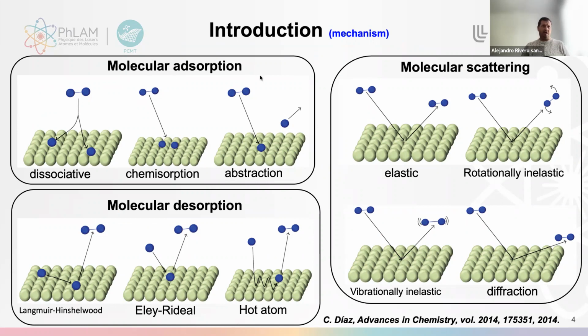So here I divide the main mechanisms that could be present in gas-surface interaction. You have molecular adsorption, with different kinds of mechanisms: dissociative adsorption, chemisorption, and abstraction. You have also molecular desorption, such as the Langmuir-Hinshelwood mechanism, the Eley-Rideal mechanism, and the hot atom mechanism. And you have molecular scattering, where you can find elastic scattering, rotational inelastic scattering, vibrational inelastic scattering, and diffraction. Today, the study case I will present concentrates on molecular scattering, and we will see that we have a mix of all these mechanisms.